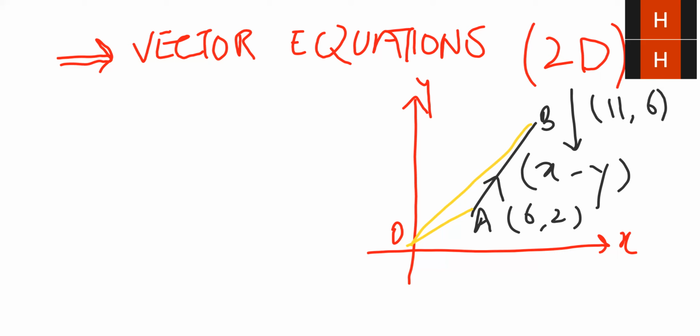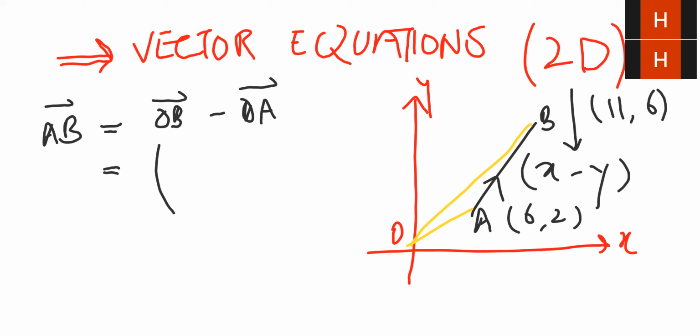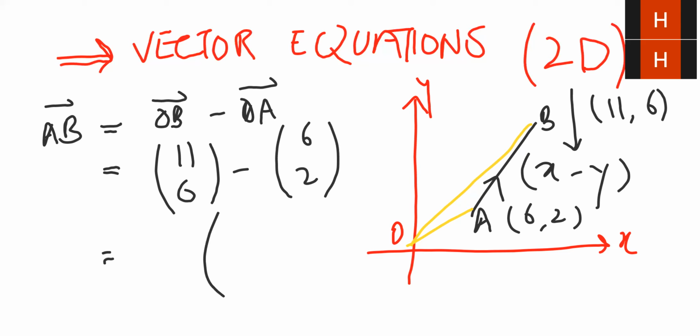I just told you that to find the direction vector AB, we have to find OB minus OA. How we're going to represent vectors is like this. Your OB vector will be written as 11, 6, minus your OA vector, written as 6, 2, which by simple subtraction gives 11 minus 6 equals 5, and 6 minus 2 equals 4. So your AB vector, which is your direction vector, comes out to be 5, 4.